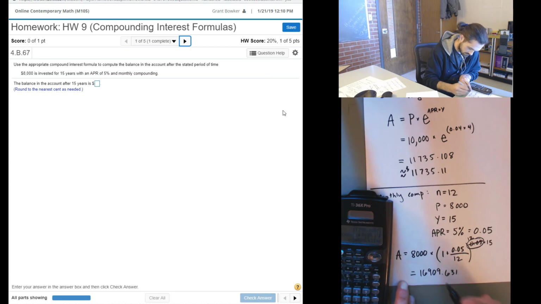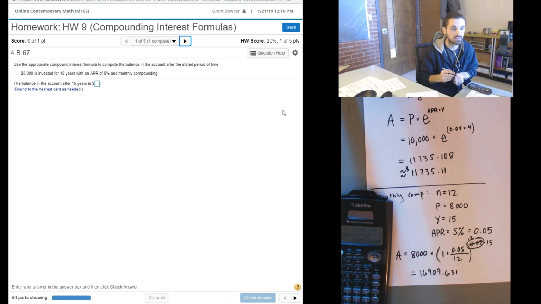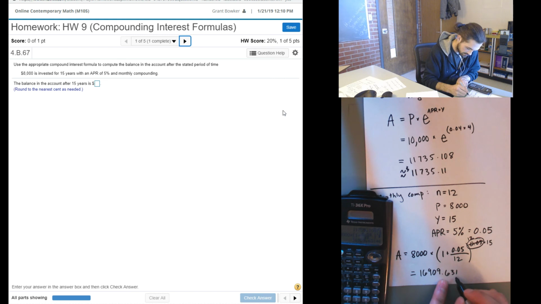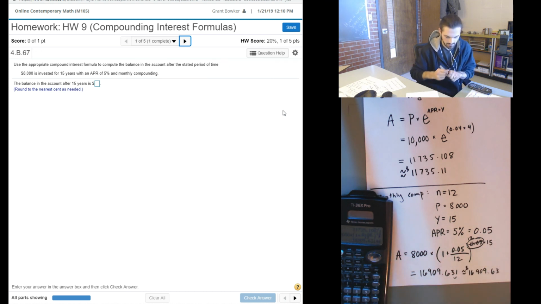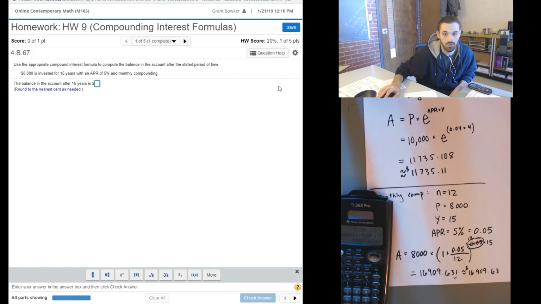16,909.631. Round to the nearest cent as needed. 1 is not enough to round up the 3. So 16,909.63. Oh, you be quiet, computer. 16,909.63. Moment of truth. All right.